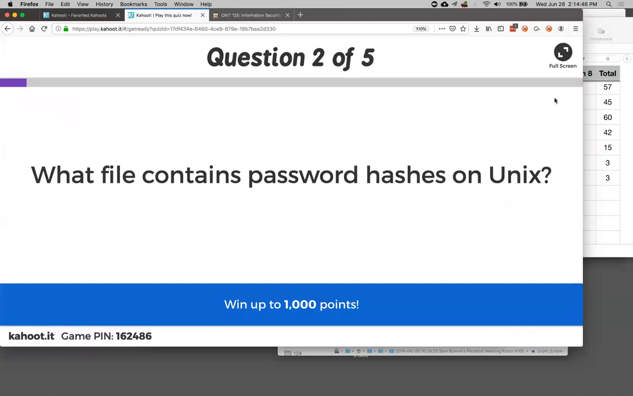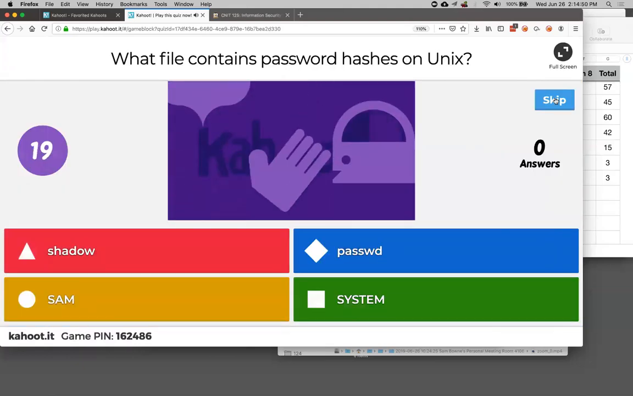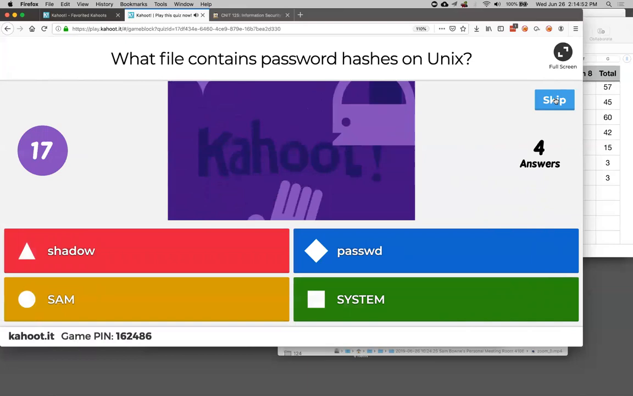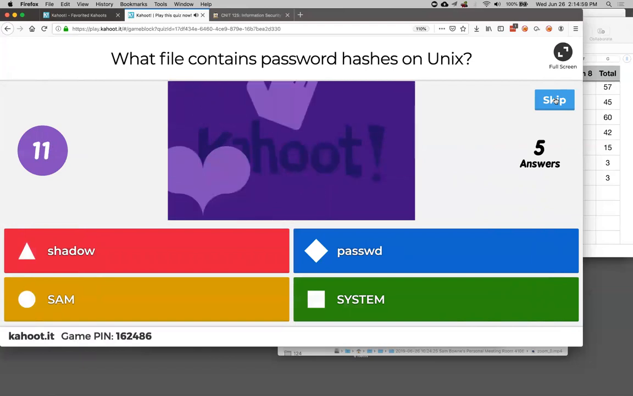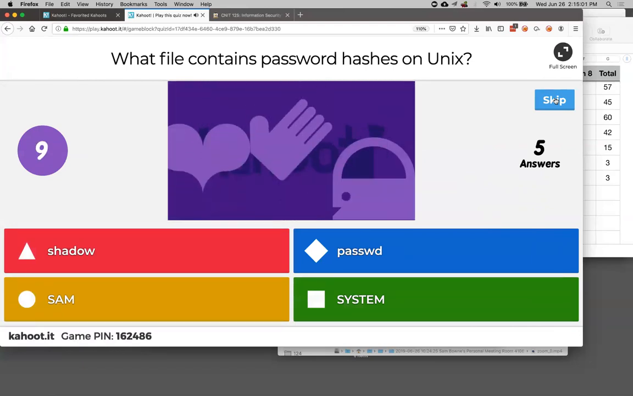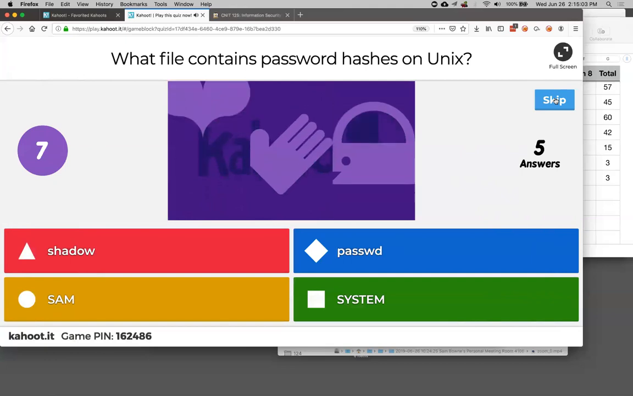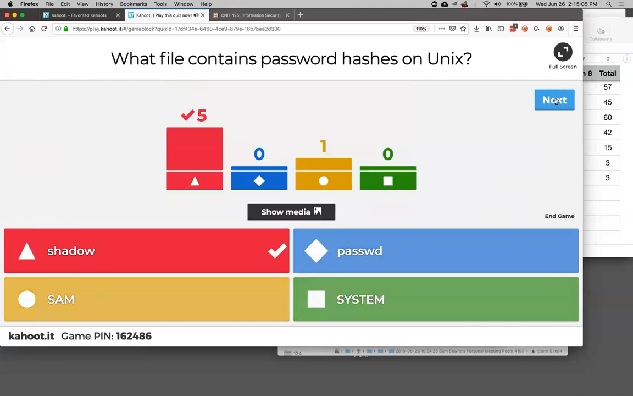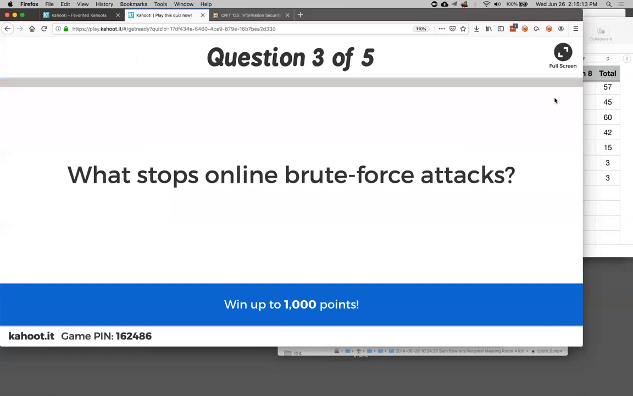All right, so which file contains the password hashes on Unix? The shadow file, strangely enough, not on Android. Android has some new system I don't really understand, but it's not in the shadow file anymore.